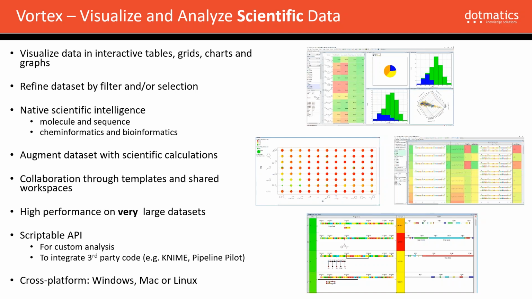One of the things that's necessary for the kind of data sets that we're all dealing with is to have high performance on very large data sets. So within Vortex on a standard laptop, we can load millions of rows by thousands of columns, potentially with a very large sequence object or molecule object in each cell, and then still have interactive scrolling and interaction with the data. Vortex itself is open.